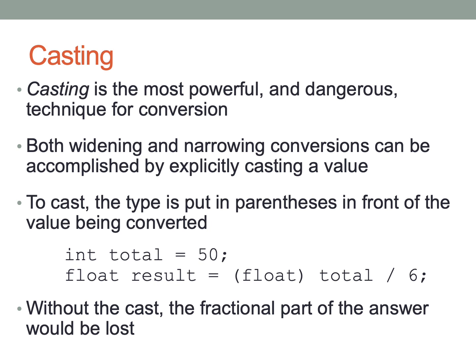Casting is the most powerful and dangerous technique for conversion. Both widening and narrowing conversions can be accomplished by explicitly casting a value. To cast, the type is put in parentheses in front of the value being converted. For example, if we have int count equal to 50, float result equal to float total divided by 6. So here we are casting the value total. So the result is 50.0 divided by 6, which is equal to 8.33. Without the cast, the fractional part of the answer would be lost.